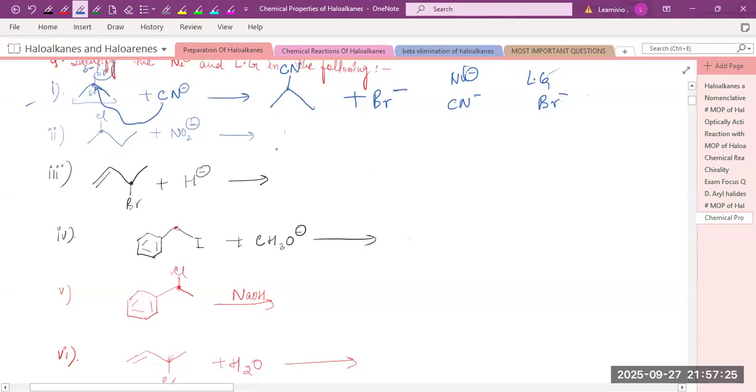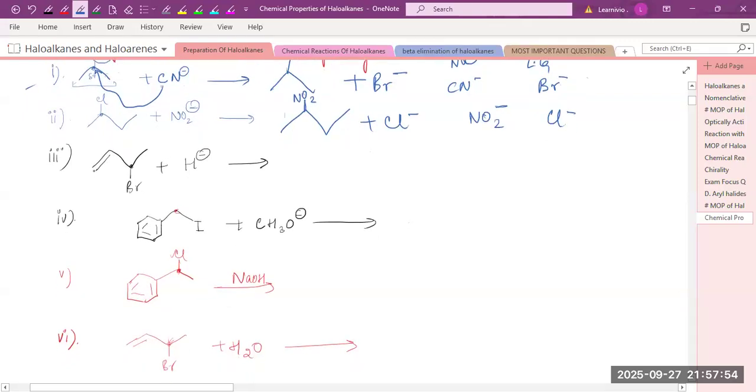I'll go with NO2 and Cl minus. Okay, very good. And the product will be here. The chlorine will be replaced by your NO2 group. This will be your product, plus this will be the leaving group. So here the nucleophile is NO2 minus, nitrite, and the leaving group is chloride ion.